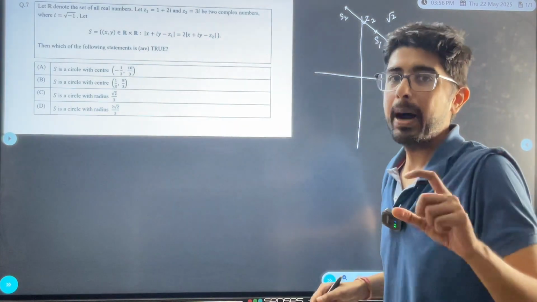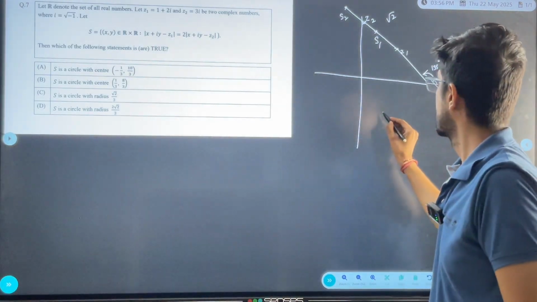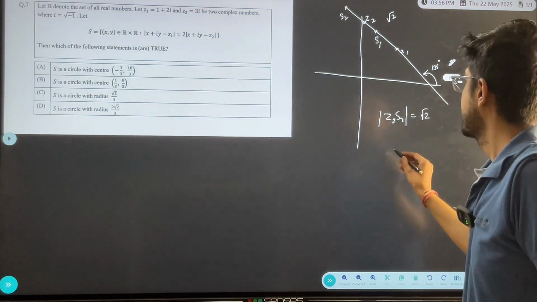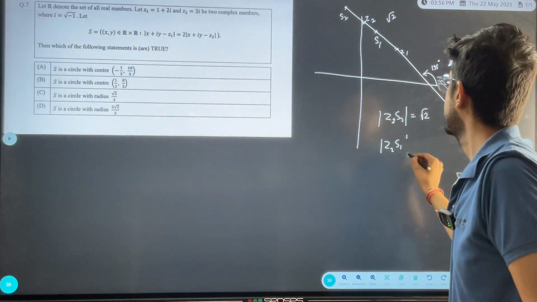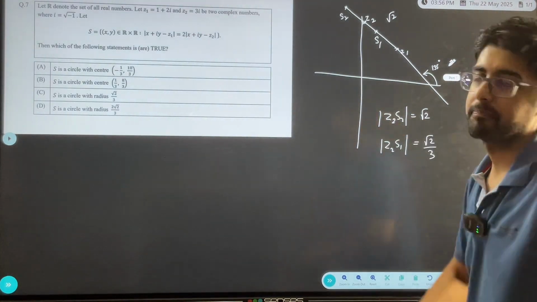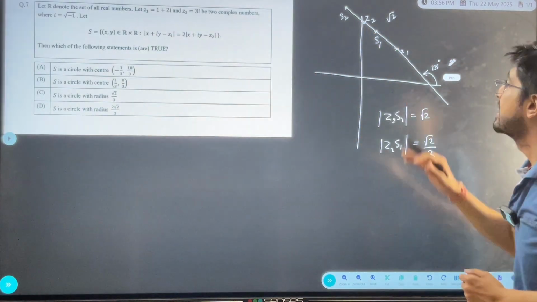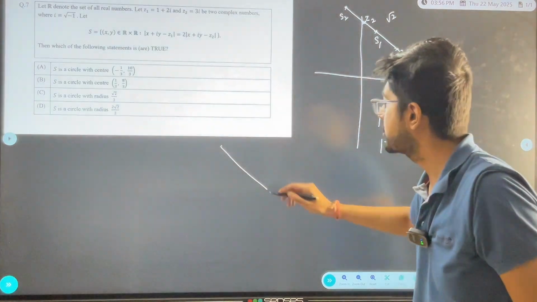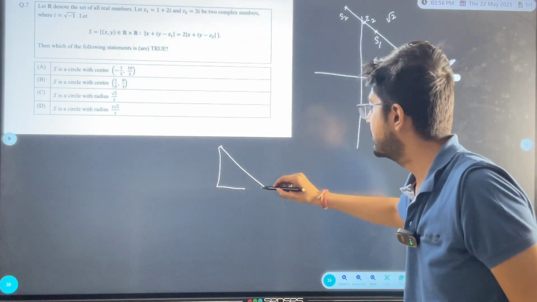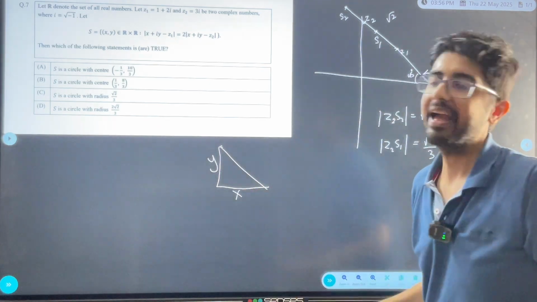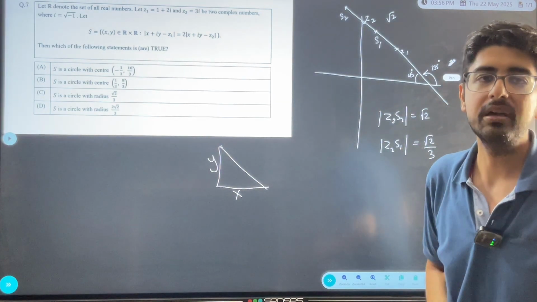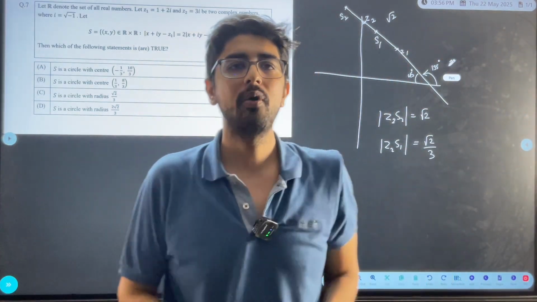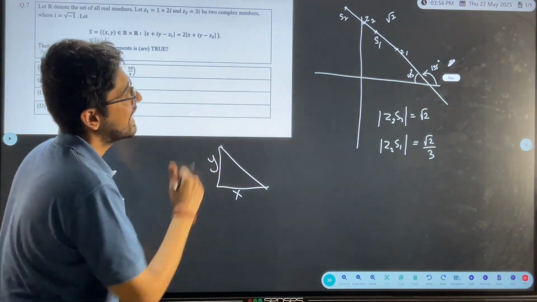Now, by applying ratios and proportions, we know that mod of Z2 S2 will be equal to root 2 and mod of Z2 S1 will be equal to root 2 by 3. Now, these are the distances and this angle is 45 degrees. So, if I know the hypotenuse, which is the distance, I can find the y and the x, which is nothing but sine 45 and cos 45. In this case, both of them are going to be root 2, and that's going to help us find the coordinates of S1 and S2.